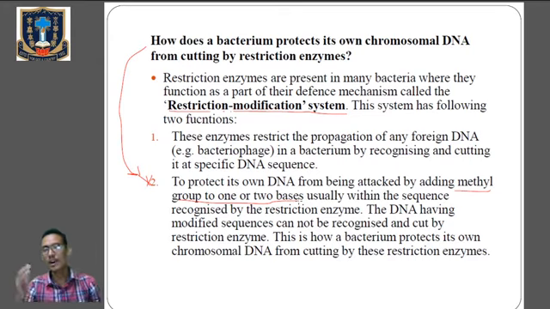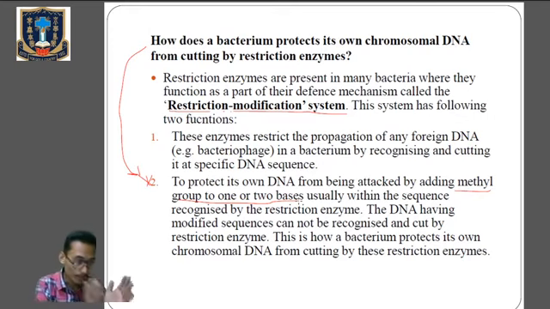Okay, so the question is, how does a bacterium protect its own chromosomal DNA from cutting by restriction enzymes? Because these enzymes are present within the bacteria, but these enzymes are not able to cut down the bacterial DNA. How? So the answer is there in point number 2.